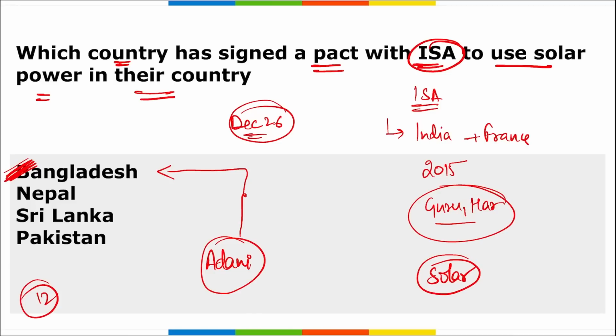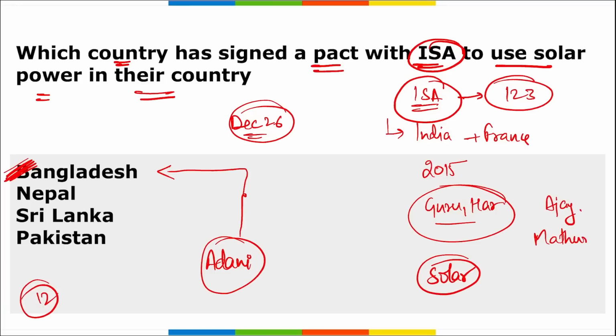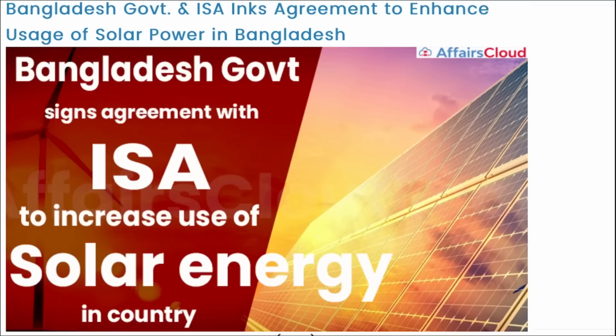Alright, as of now, in International Solar Alliance, there are a total of 123 nations that have joined to enhance solar energy and solar technology deployment in their country. Who is the Director General of International Solar Alliance? Ajay Mathur. Moving on, here you can see it is your International Solar Alliance for which the Bangladesh government has signed an agreement to increase the use of solar energy in their country.